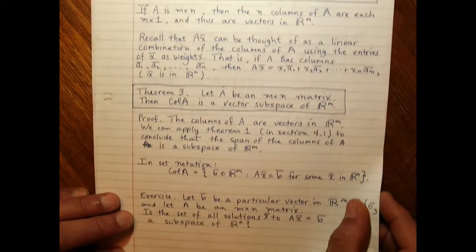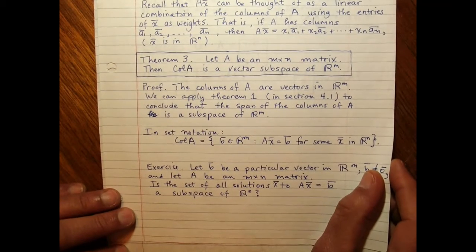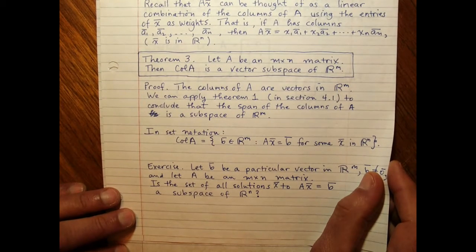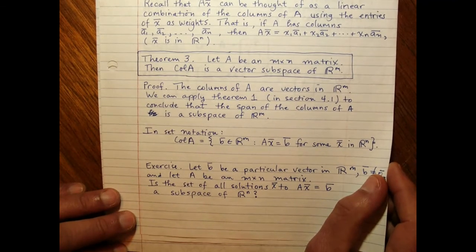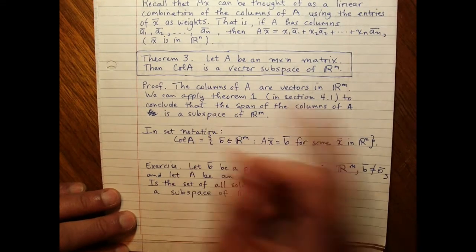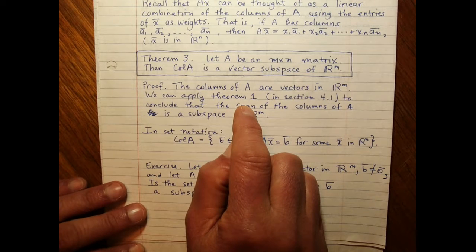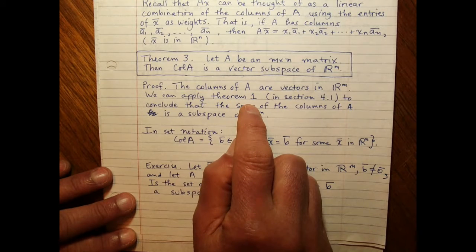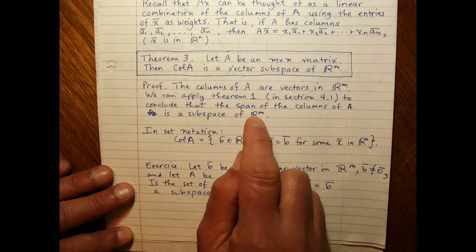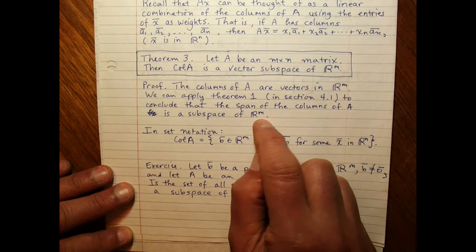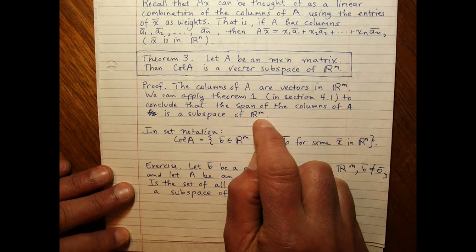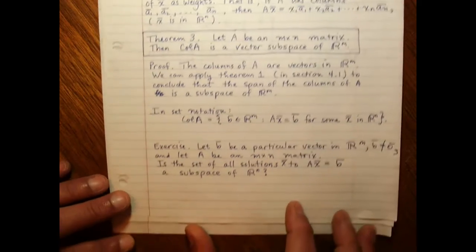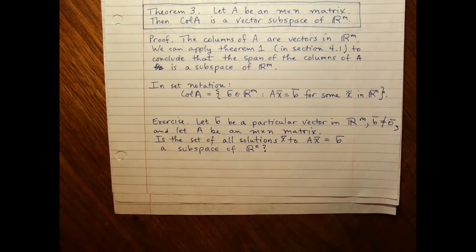So theorem 3: let A be an m by n matrix, then Col A is a vector subspace of R^m. The proof is actually shorter than theorem 2 because we can apply theorem 1 from this chapter. Column space is a span, and any span must be a subspace of the vector space it sits within. So Col A is a vector subspace of R^m.